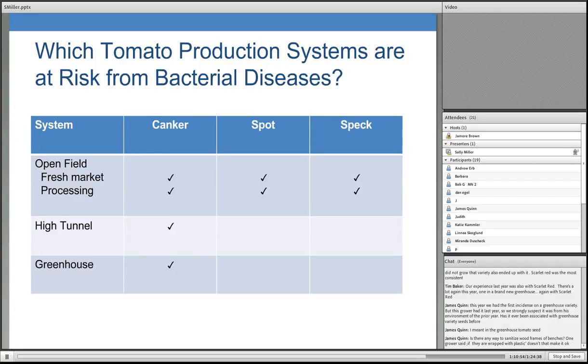But as for spot and speck, we rarely see that in a high tunnel or a greenhouse because there isn't overhead watering under these conditions. Even though in seedling production with overhead water, you can move those things around. But in the high tunnels or greenhouses, nobody is overhead watering that I know of. And so you don't have the moisture in there unless there's a big storm and it comes in on the sides of a high tunnel. You just don't see very much spot or speck underneath a high tunnel because it's a big rain shelter.